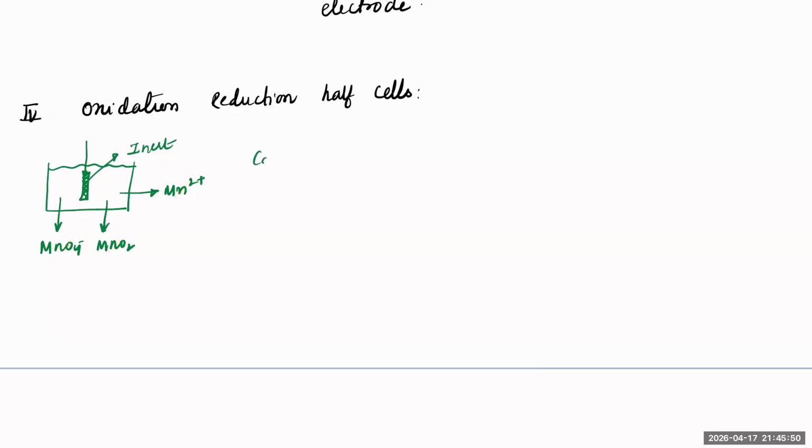Now you can see all of them are present in the same solution. So what is happening at the cathode? If there is a reduction happening in this case, that is MnO4 minus aqueous. Sorry, there is no MnO2. I'll write down the reduction reaction: MnO4 minus plus 8H plus plus 5 electrons converts into Mn2 plus and H2O.